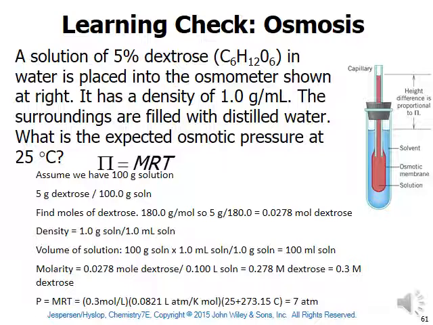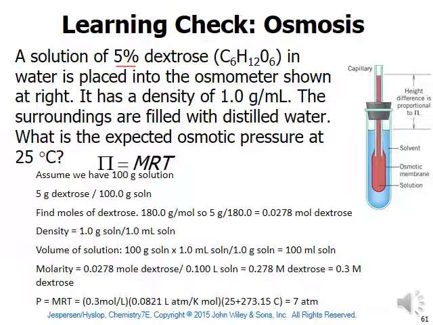Now, what we're going to do is use this formula here, so we have to figure out molarity. We had a problem in the previous slide where you were able to go from percent mass to molarity. So that's what we're going to do here, and then we're going to use this formula. So we assume we have a 100 gram solution, and of that 100 grams, 5 grams is dextrose.